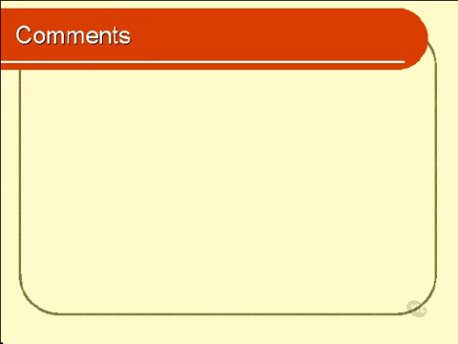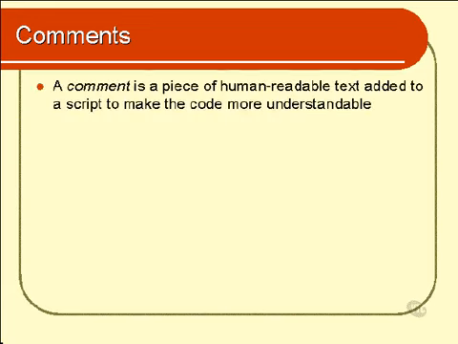As promised in the last module, here is the module that deals with the hash character, often known as the pound symbol. The hash character is used to create a comment. So what's a comment? Well, a comment is a piece of human readable text that you add to your scripts to make the script more understandable.